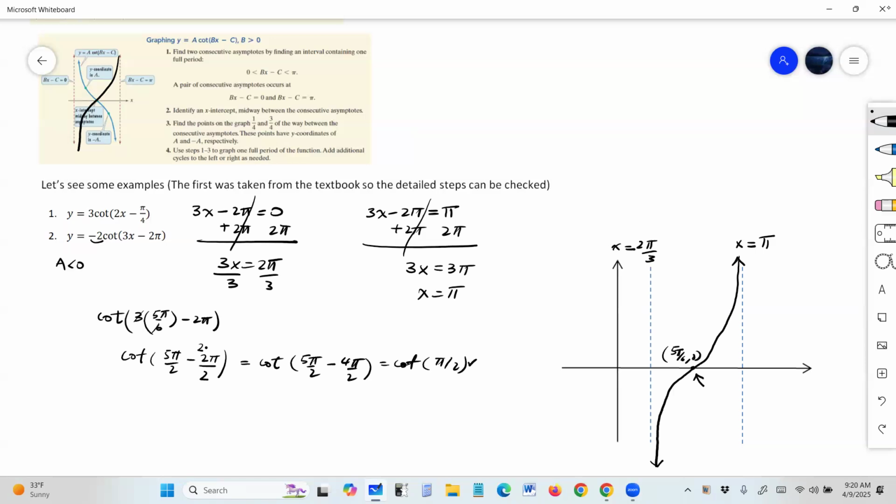So this is how you would graph the cotangent that has a negative a, right? The negative a is a reflection of the regular cotangent. And those are the only 3 points that you need. You need the left vertical asymptote, the right vertical asymptote, and then the x-intercept.